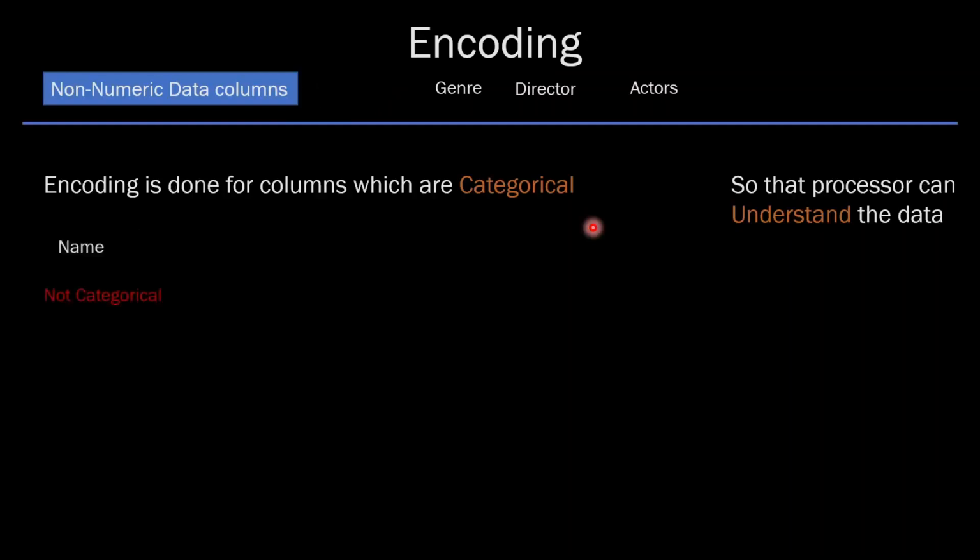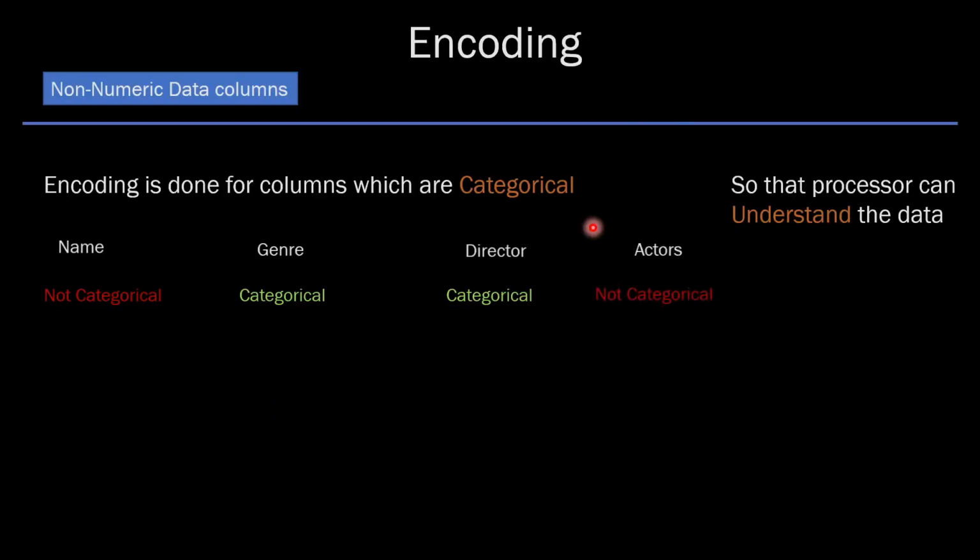So first of all, we will understand what is categorical and non-categorical. Name of the movie is non-categorical. That means every movie is different. There is no category about it. However, if you take a genre, for example, if it is a war movie, horror movie, comedy movie, thriller movie, drama, these are all the category. So that is why it is called as categorical. Director can be categorical if the number of directors in a particular dataset is limited. Actors, so many actors will be there, so I don't think that is categorical, right?